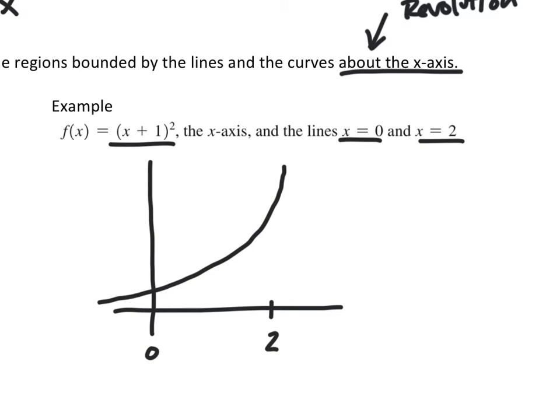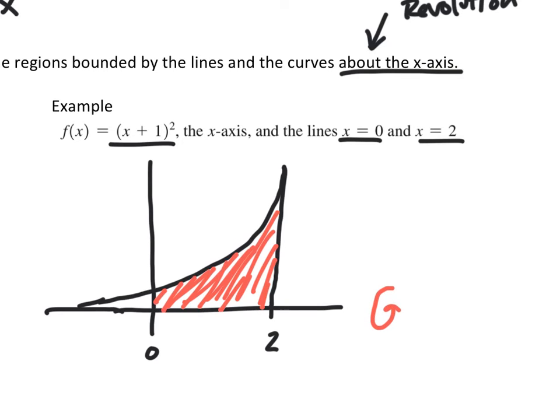Okay, and so I know that this parabola goes out all the way over here, but I'm really just concerned about the area between 0 and 2 and the x-axis. So let me draw this shape in there like this, and let me shade that. This is the region that we want, okay? And we're going to revolve this around the x-axis, all right?